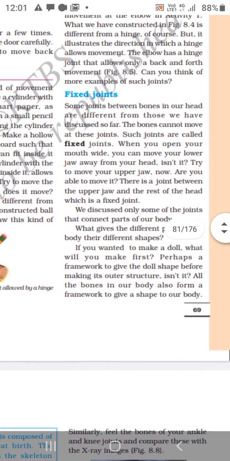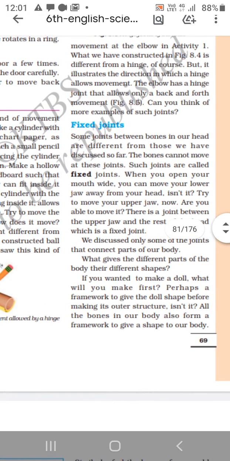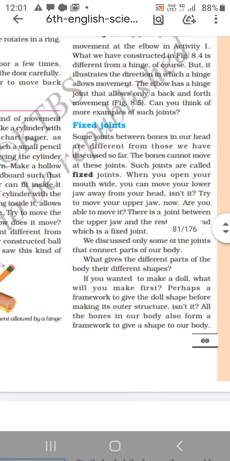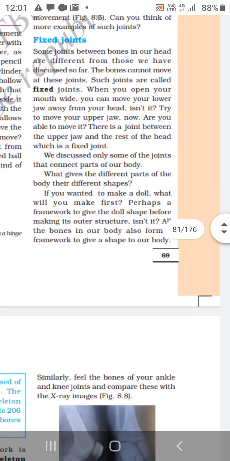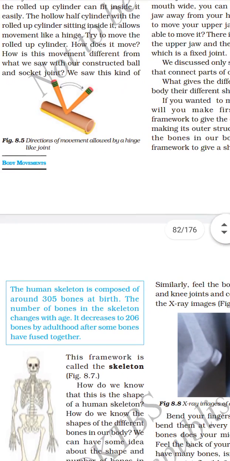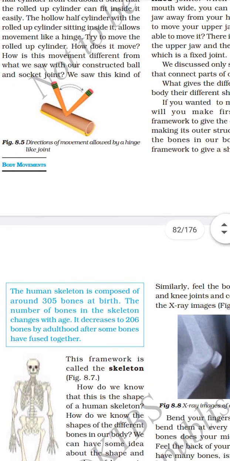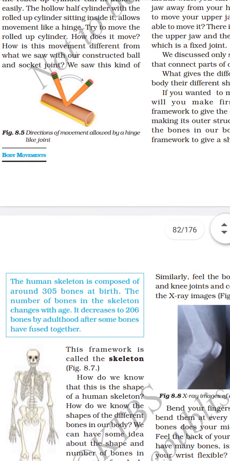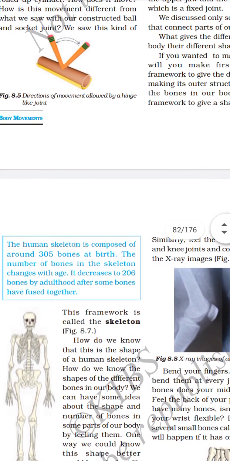What about different parts of the body and their different shapes? If you want to make a doll, what will you make first? Perhaps a framework to give the doll shape before making it. Isn't it? All the bones in our body also form a framework to give shape to our body. The human skeleton is composed of around 305 bones at birth. The number of bones in the skeleton changes with age. It decreases to 206 by about adulthood after some bones have fused together. This framework is called a skeleton. The skeleton is the framework, like you can see here, which gives our body a shape.